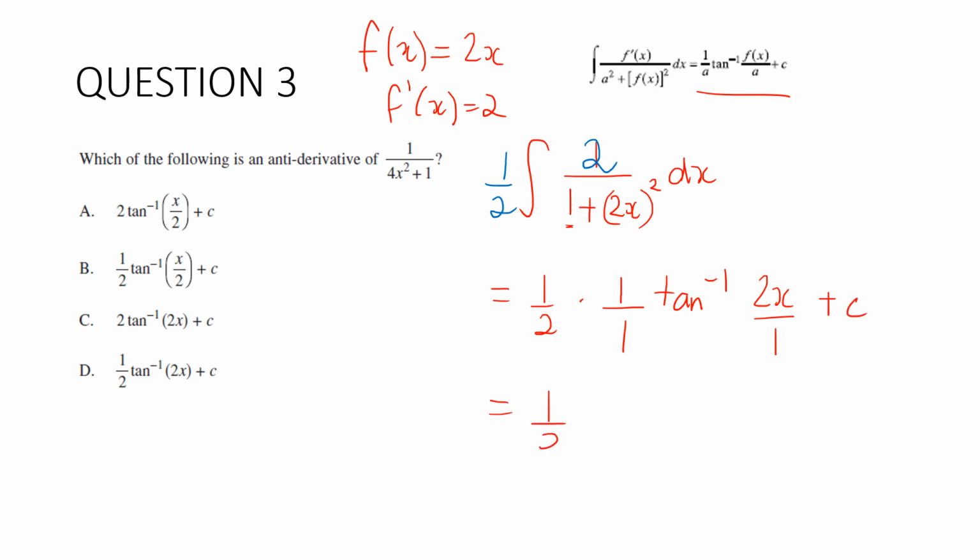Tidying it up, we have a half inverse tan of 2x plus c, which one is that? D.